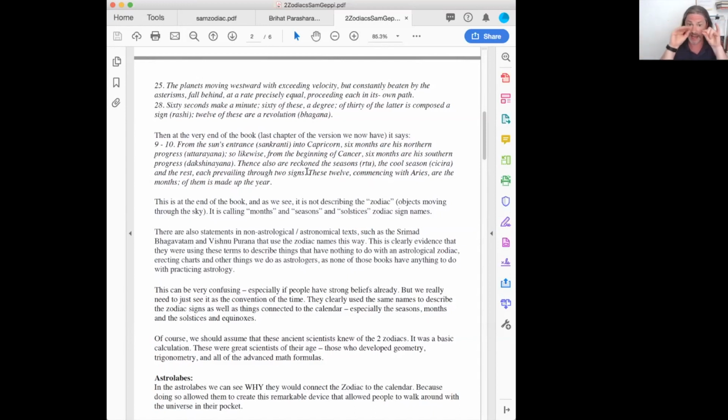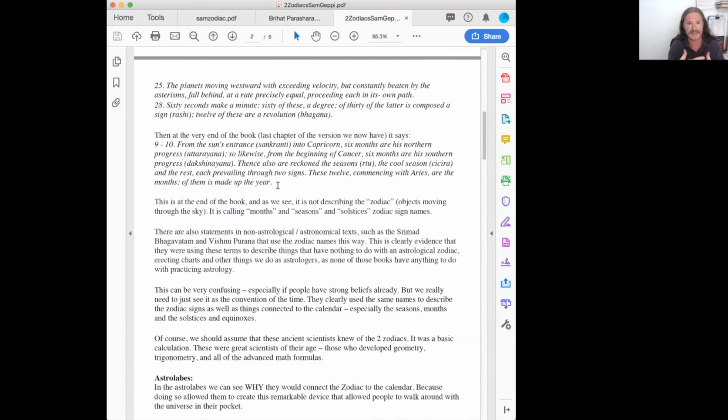They're supposed to be doing this. Take the words Capricorn and Cancer out, and it's fine. The problem is they're calling them zodiac signs, and they're not inherently zodiac signs. Then it says these 12 commencing with Aries are the months, and he's literally saying these 12 zodiac signs are the months, and of them is made up the year. You can see the total conflation here, because they're not the months.